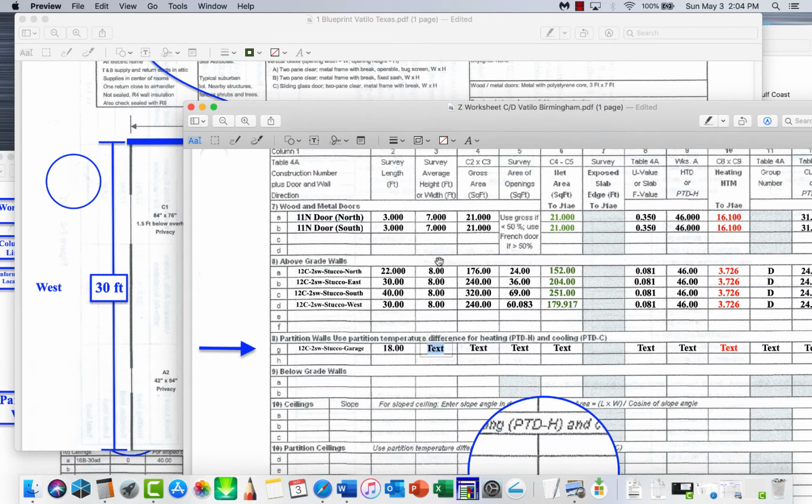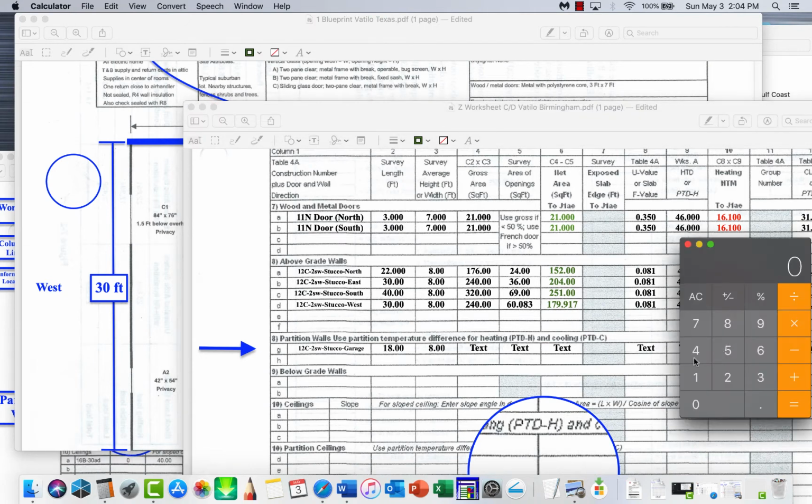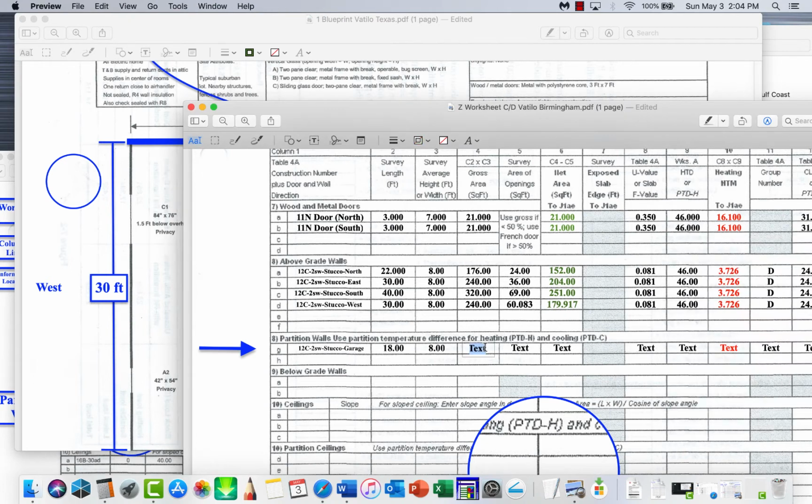And then what is our average height? It has an 8 foot ceiling in here. Okay, so our total gross area is 18 times 8. 18 times 8. We get 144.00.